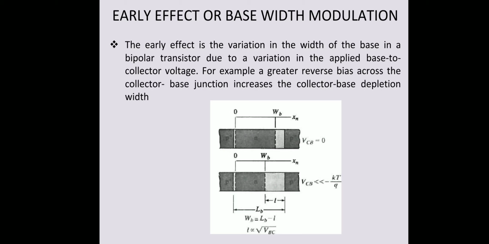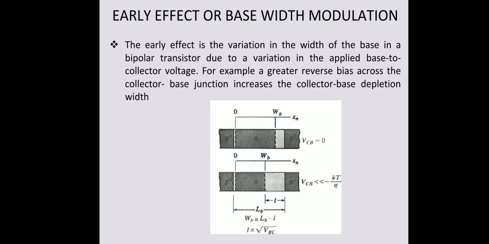Hi all, in this class we will discuss a new topic, that is, the early effect or base width modulation. So far in the discussion of transistors, we have assumed that the effective base width WB is independent of the bias voltage applied to the collector and emitter junction. But this assumption is not always true.